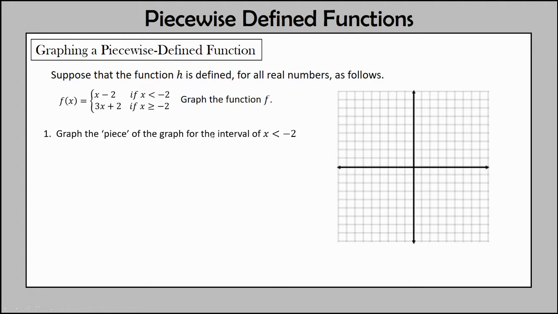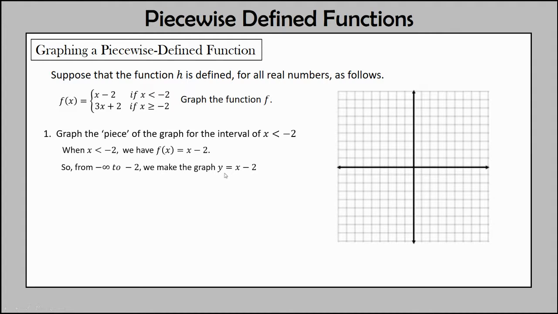So we're going to graph the piece of the graph for values less than -2. All right, well, it says up here, when x is less than -2, then f of x equals x minus 2. So use this rule. So what this means is from -infinity to -2, make the graph y equals x minus 2.